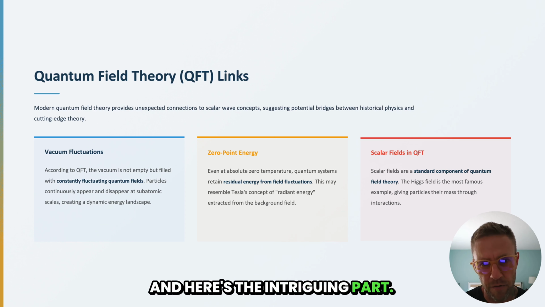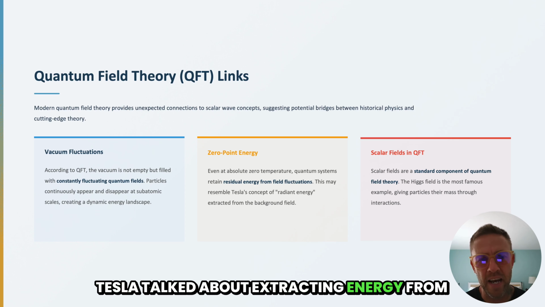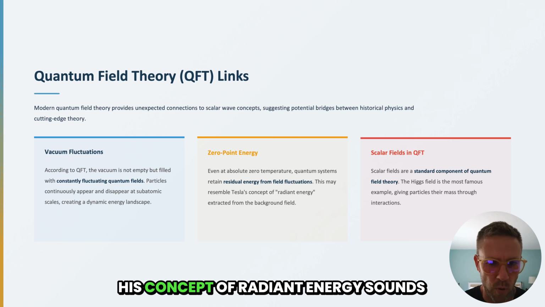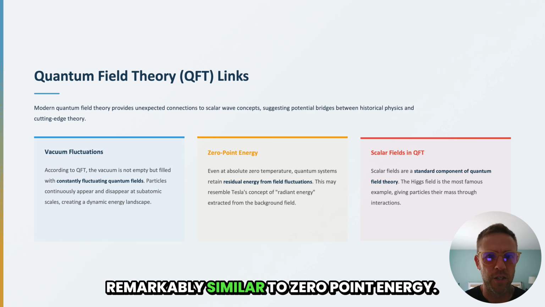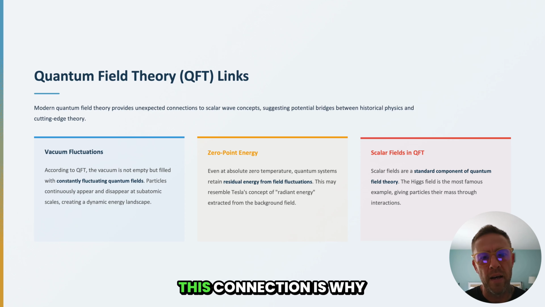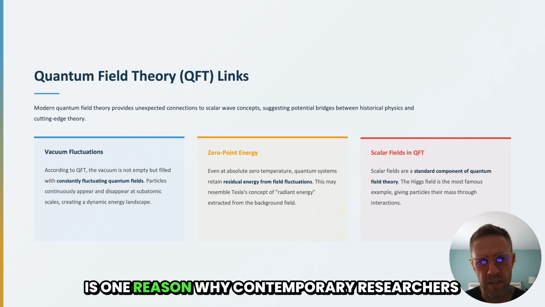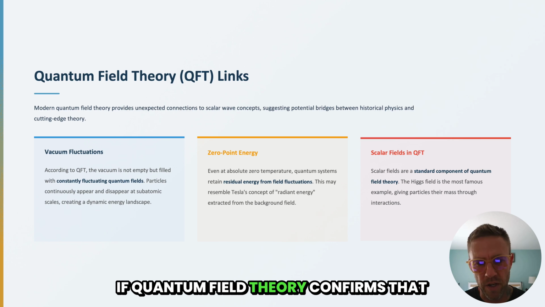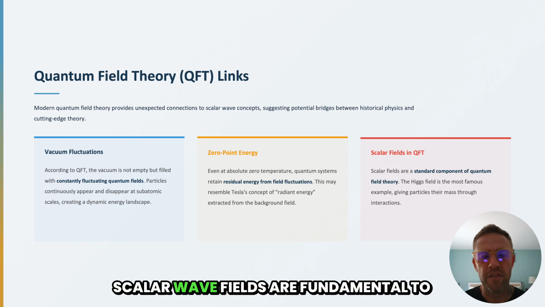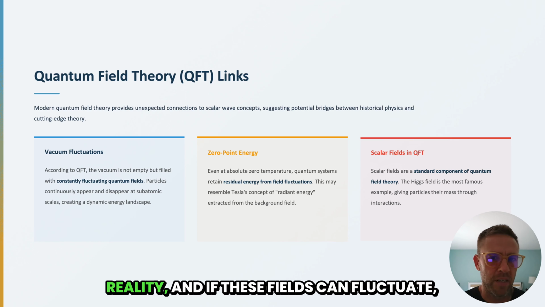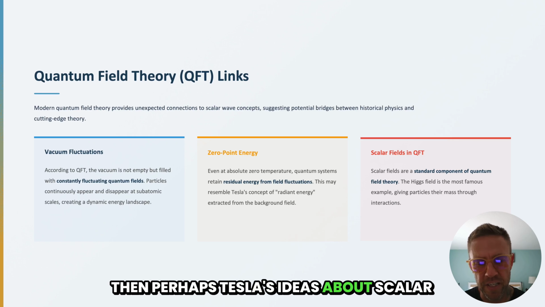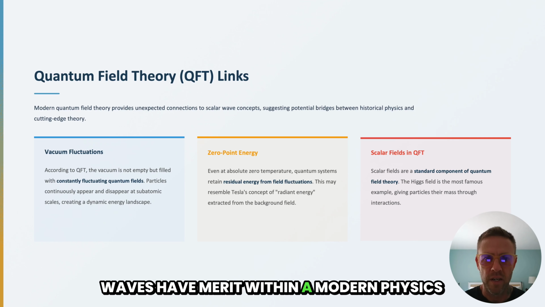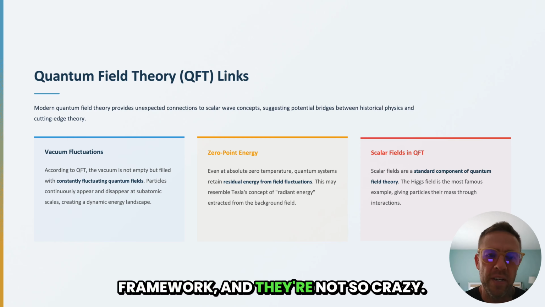And here's the intriguing part. Tesla talked about extracting energy from the background field. His concept of radiant energy sounds remarkably similar to zero-point energy. This connection is one reason why contemporary researchers take scalar wave concepts seriously. If quantum field theory confirms that scalar wave fields are fundamental to reality, and if these fields can fluctuate, then perhaps Tesla's ideas about scalar waves have merit within a modern physics framework, and they're not so crazy.